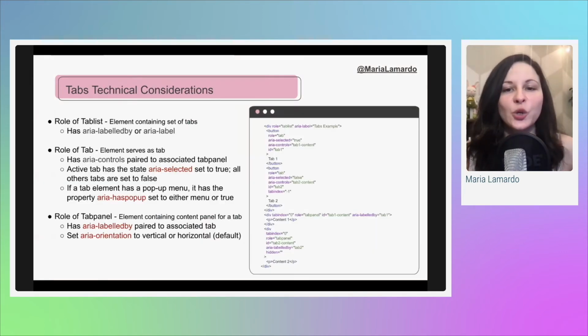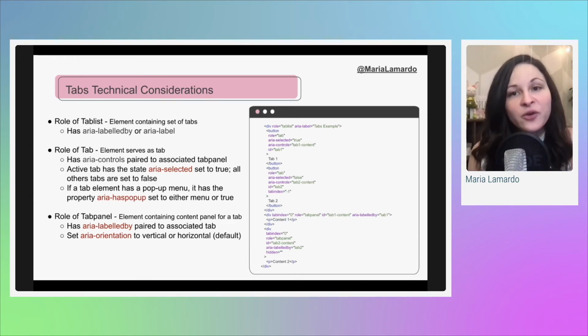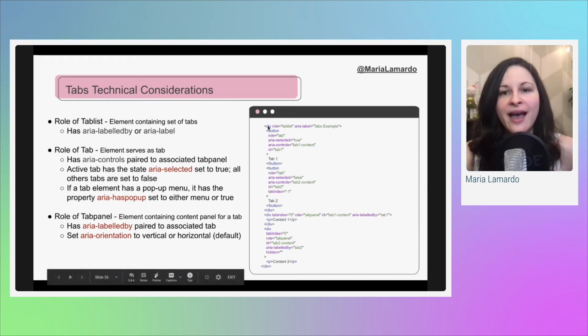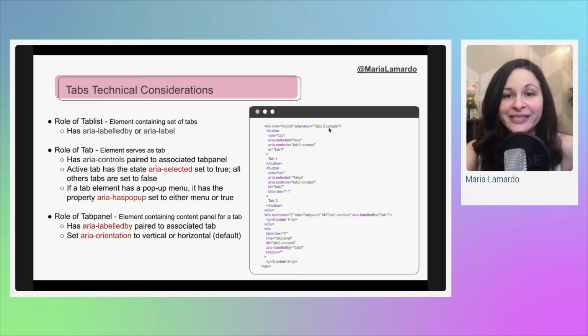Okay, so looking at the technical considerations for this, I know the code on the right is a little bit small, but I'll move to VS Code in a second. The role of tab list will hold a set of tabs, and it should have an ARIA labeled by, or ARIA label if an ARIA labeled by is not possible. So we can see here on the right, I have this div that has a role of tab list, and it has an ARIA label of tabs example, and then it holds all of the tabs that are available.